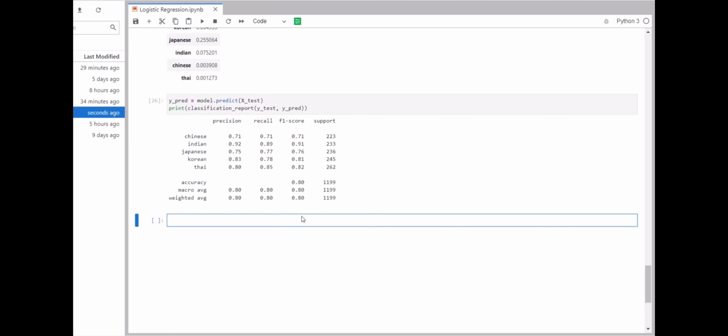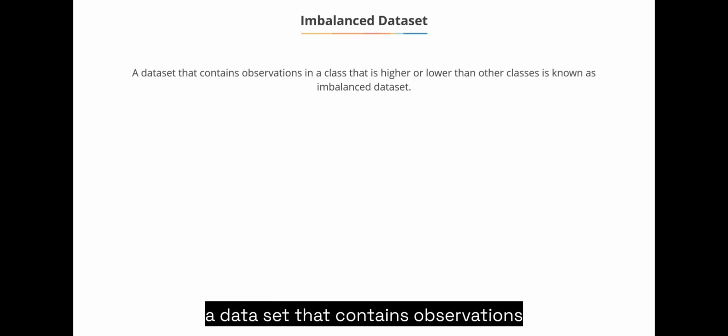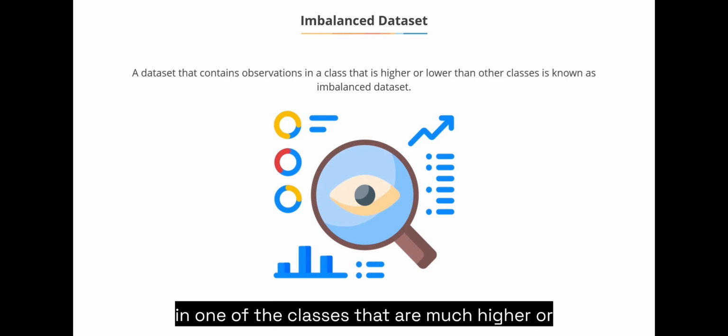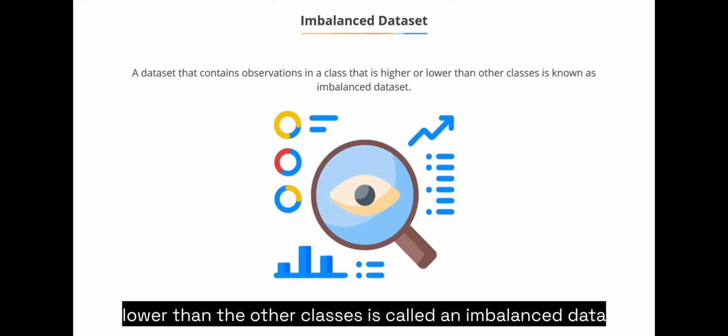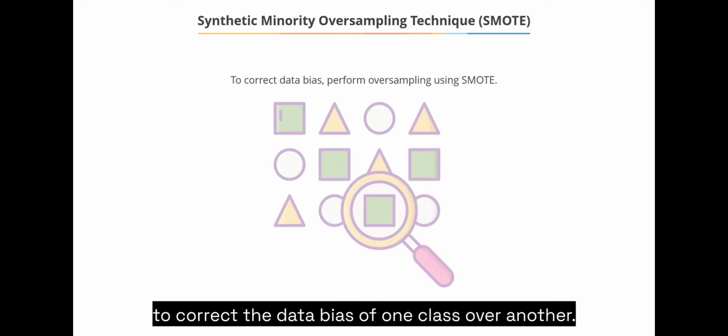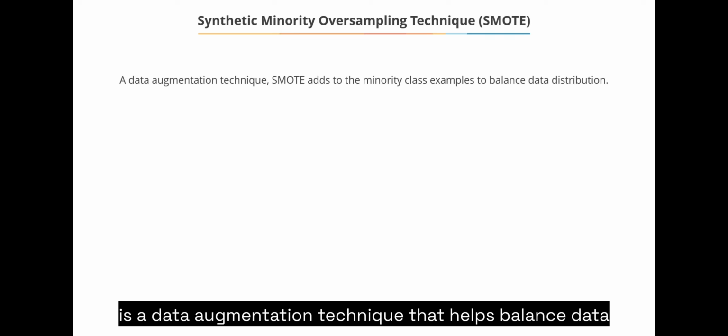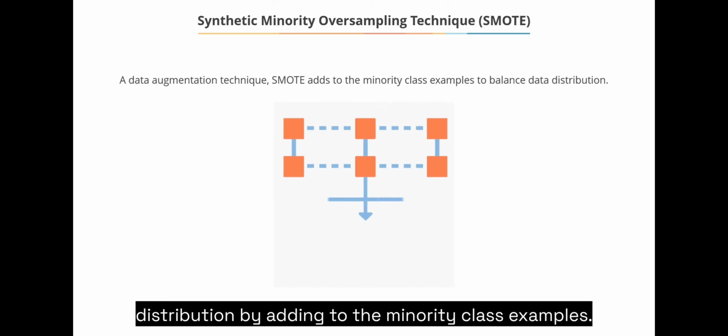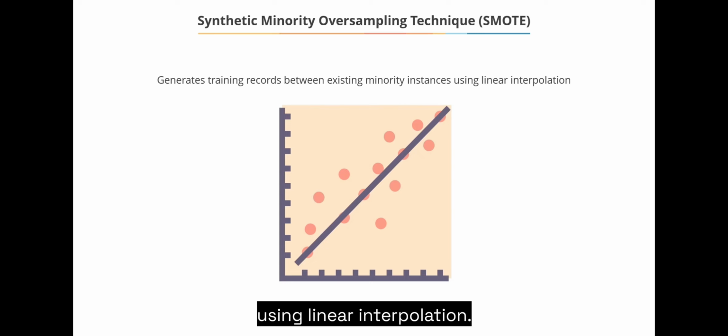Oversampling using SMOTE. A dataset that contains observations in one of the classes that are much higher or lower than the other classes is called an imbalanced dataset. To correct the data bias of one class over another, we perform oversampling by the synthetic minority oversampling technique, or SMOTE. SMOTE is a data augmentation technique that helps balance data distribution by adding to the minority class examples. This is done by generating training records between existing minority instances using linear interpolation.